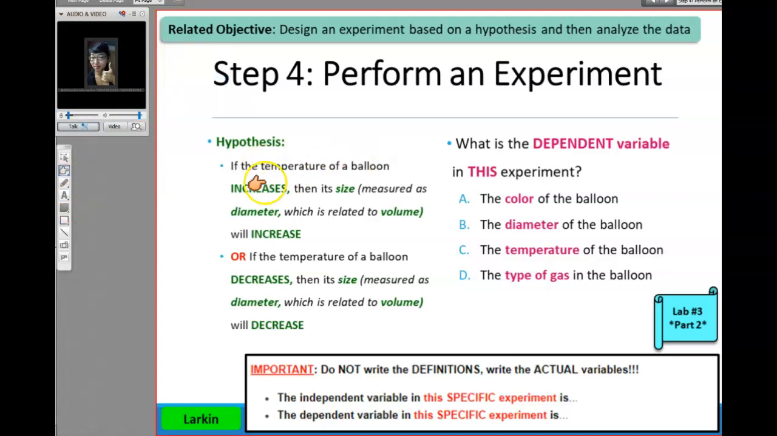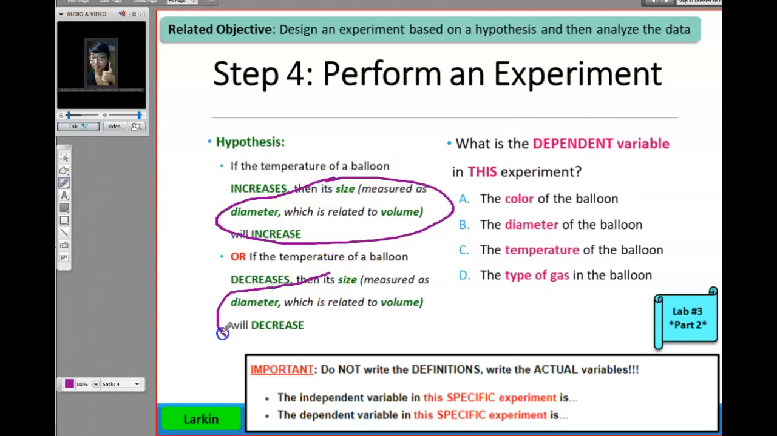But taking a look here, what then is the dependent variable? What are we trying to measure at the end of our experiment? And we can take a look at the last part of our hypothesis. So take a look at the last part of our hypothesis, and that helps us figure out our dependent variable. What are we measuring at the end? What's the effect or the result we're looking for?